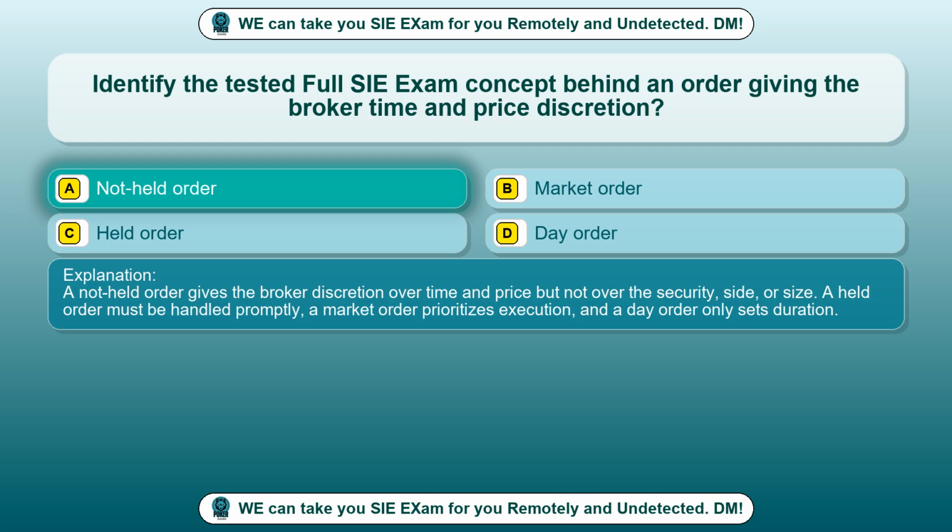A not held order gives the broker discretion over time and price but not over the security, side, or size. A held order must be handled promptly, a market order prioritizes execution, and a day order only sets duration.